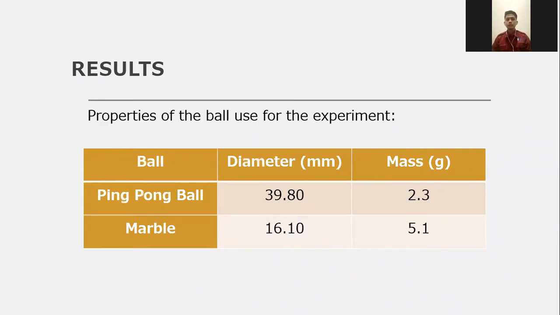This is the properties of the balls that we use in this experiment. The first is a ping pong ball with diameter 39.8 millimeters and mass 2.3 grams, and the marble with diameter 16.1 millimeters and mass 5.1 grams.